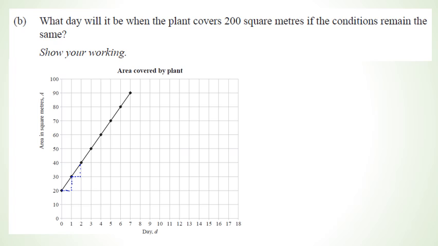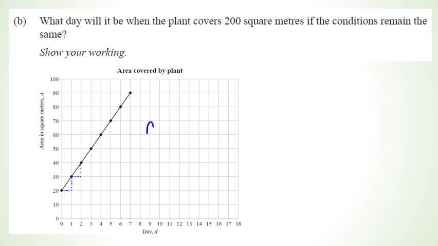Okay, so in this question, they're asking what day will it be when the plant covers 200 square meters if the conditions remain the same. Now, unfortunately, our graph's only going up to 100, so we've got to try and figure out when it's going to be 200. So first thing we want to be doing is write the equation of this graph.